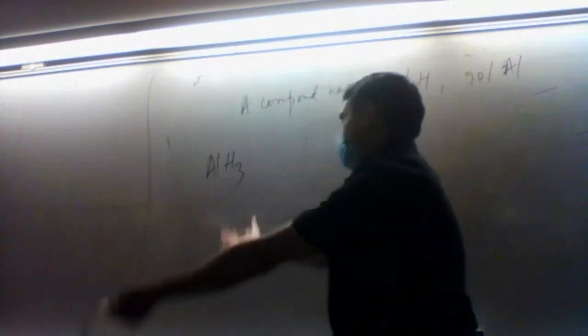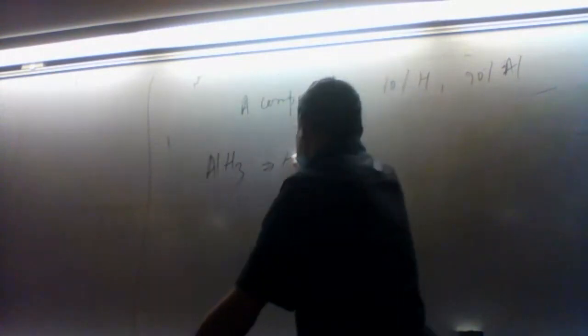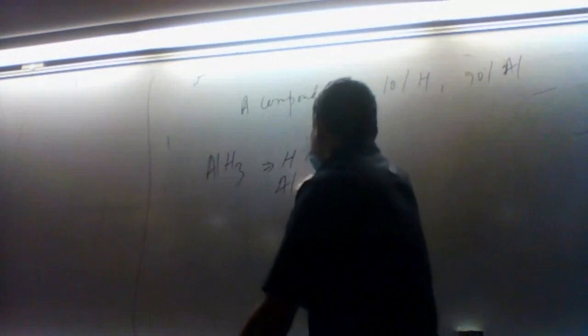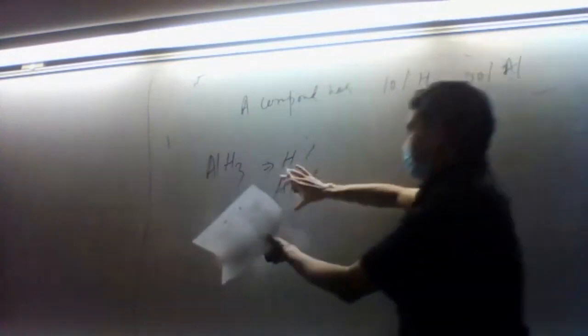Yeah, so in homework, if you go back and look at homework 2, I gave you aluminium hydride, AlH3. Aluminium hydride has this formula. Calculate the percentage of hydrogen or calculate the percentage of aluminium. This problem I gave you in the homework. So this is the other way. You see that? So simple.